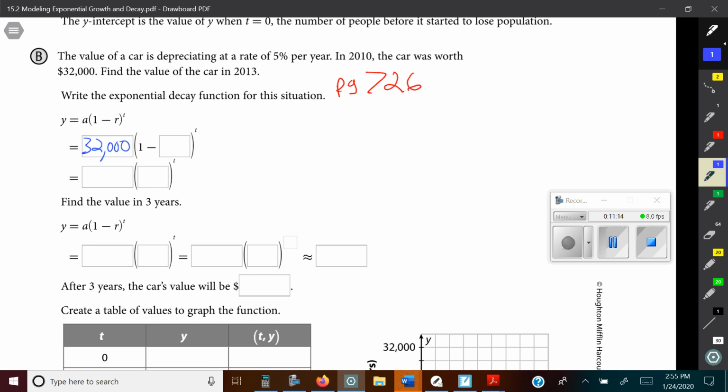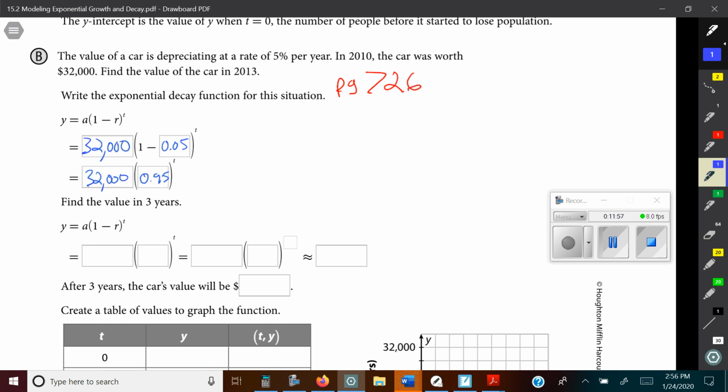All right, now we're going to plug in the rate. And the rate is 5%, but we're going to convert it to a decimal, make it 0.05. All right, so when we take the 1 minus 0.05, that's going to get us 0.95 here. And we'll bring down the 32,000. So this is our function. Our R, or better known as B, is between 0 and 1. So you know it's going to decay. It's going to go down.